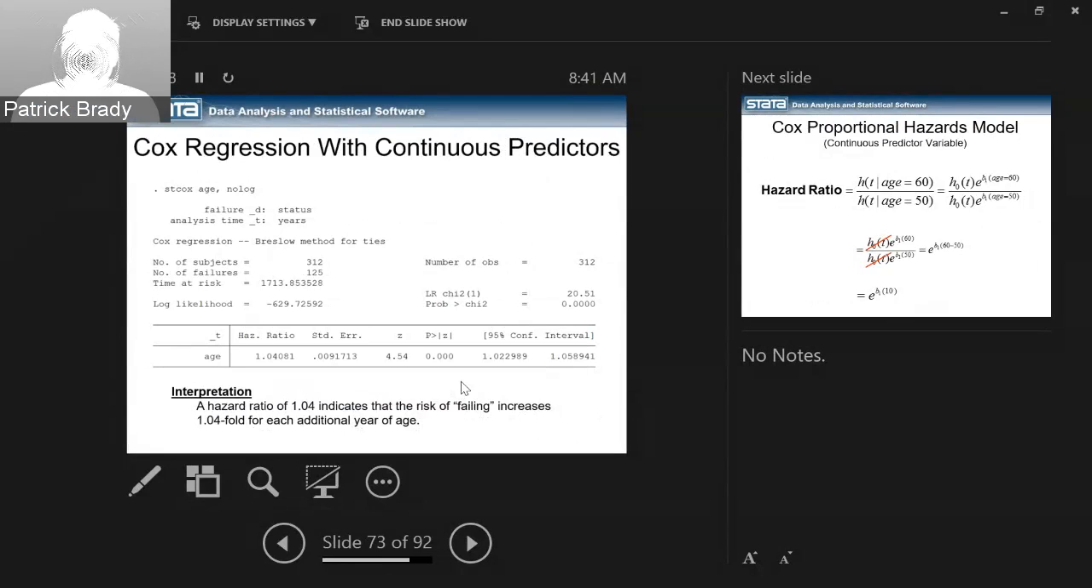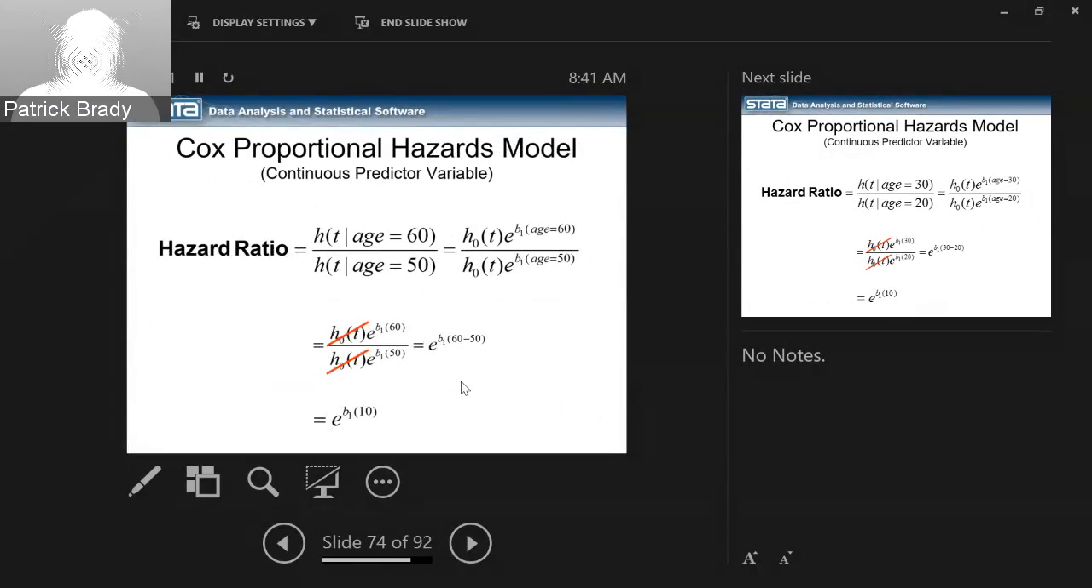Okay, well, how did we come up with that? So let's go back through our calculation again like we did before. That hazard ratio is calculated as the hazard for someone who's, say, 60 years old compared to someone who's 50 years old. The output is based on a 1-year differential, but here it's a little easier with the 10-year. So I could compare a 60-year-old to a 50-year-old. Again, the baseline hazards cancel out. The rest of this cancels out, and what we're left with is e raised to the beta coefficient times a 10-year interval.